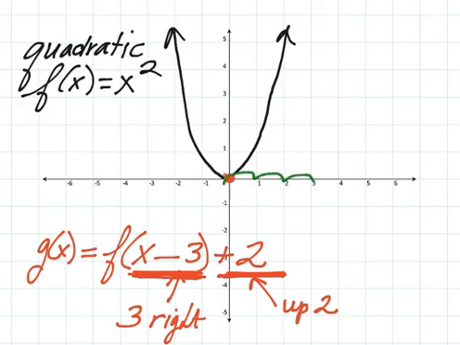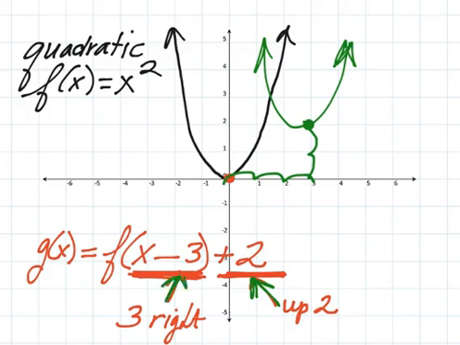We're going to go right 3. We're going to go up 2. And that's our new vertex, and we're going to draw our parabola. Because nothing else changed. It didn't tell you to make it bigger or smaller or flip it over. All it told you to do was move it. And it told you specifically how to move it. Move it 2 up. Move it 3 right.